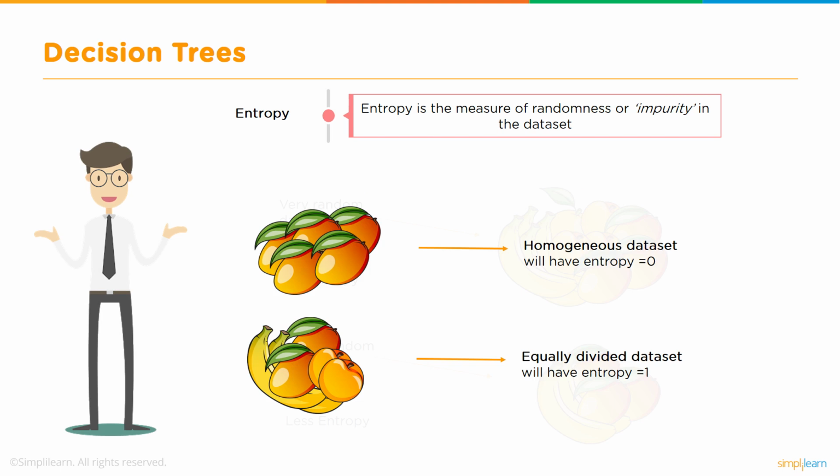Entropy is a measure of randomness or impurity in the data set, so when you have a homogeneous data set, we will have entropy equals 0. And here you can see it's all oranges. An equally divided data set will have an entropy equal to 1. So here we have half, or what is it? Looks like a couple bananas, a couple oranges, and a couple apples. So everything is equal. So we have an entropy of 1 on there since there's 2 of everything.